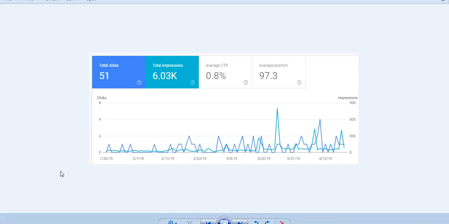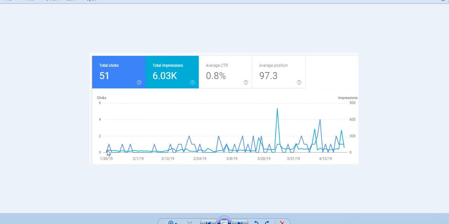Now, for the third option, this is a site that recently came out of the sandbox. As you can see, every few days I would get one or so clicks from Google, and this can be very discouraging. But again, if you understand that the Google Sandbox is normal, this is completely okay. You don't have to worry about that because this is going to improve over time.